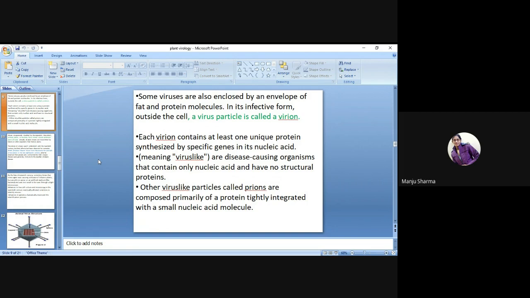Each virion contains at least one unique protein synthesized by specific genes in its nucleic acid. Virus-like agents are disease-causing organisms that contain only nucleic acid.